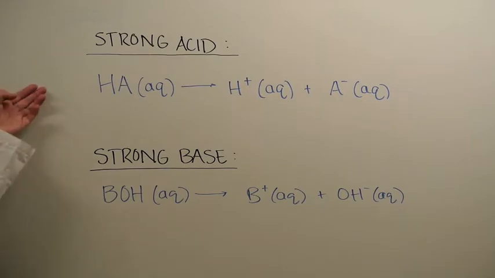This is the net ionic equation for a strong acid. This is the net ionic equation for a strong base. Since both acids and bases are strong, they have high Ka and Kb values and thus dissociate completely.